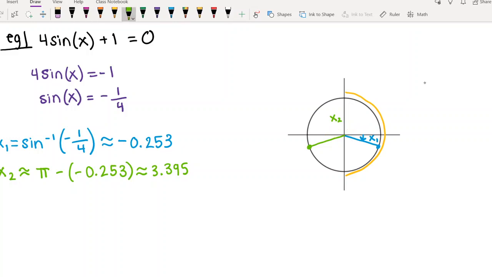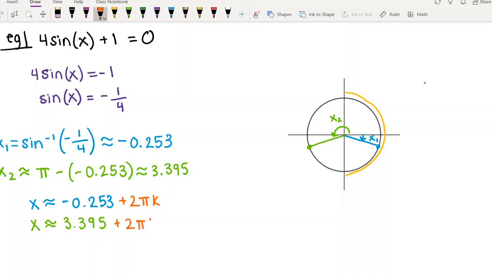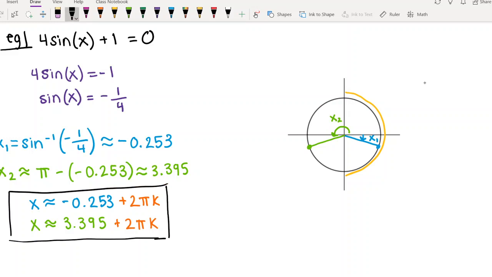So if the question was asked to just find all solutions, then your answer could be like this. You could say x is approximately equal to negative 0.253 plus 2 pi k. And then you could say x is approximately equal to 3.395 plus 2 pi k. That is a correct answer. There's nothing wrong with this answer. This describes all solutions, so this would be a correct answer if you were asked to find all solutions.